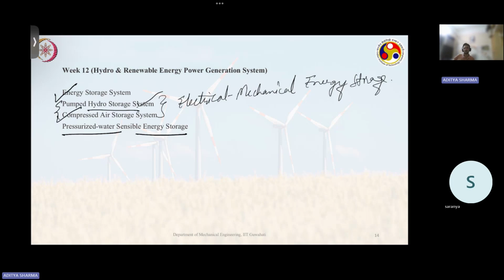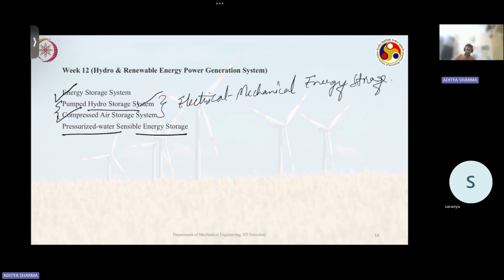Then is a pressurized water sensible energy storage. Pressurized water sensible energy storage basically is in a vapor power plant. At times you have excess steam, which is not required because the load requirements are less. In that case, you take this steam to accumulators, right? Where this steam gets condensed, and at peak loads, this again is used through some small peaking turbine. We use this steam that is present in the accumulators, and this way we can store excess energy, right?